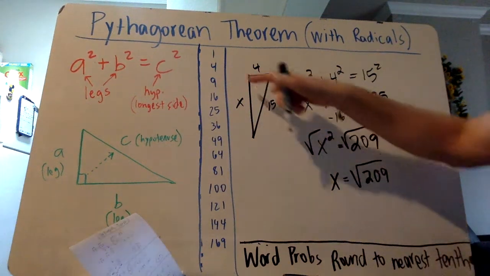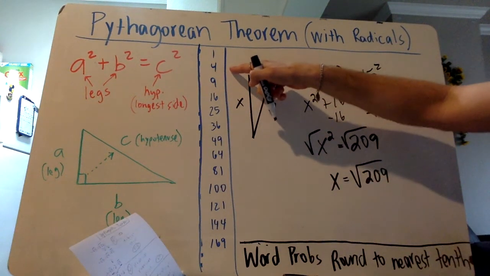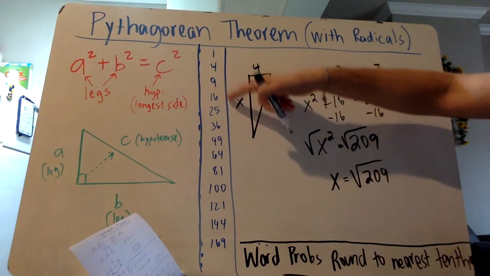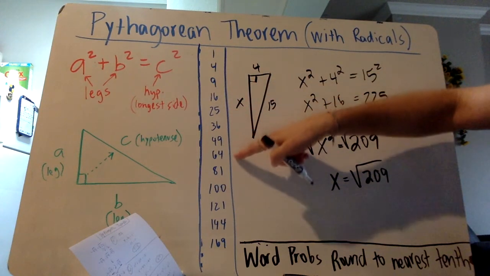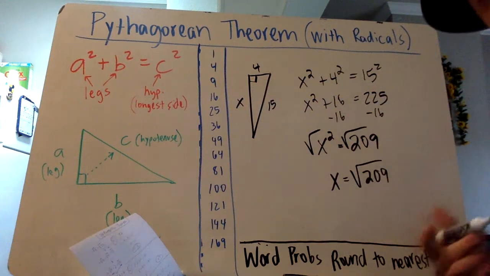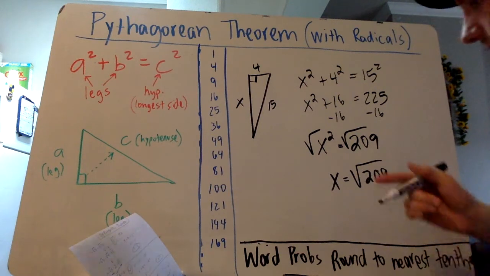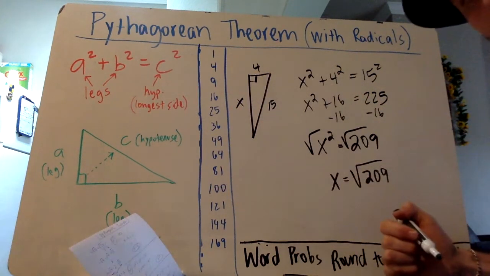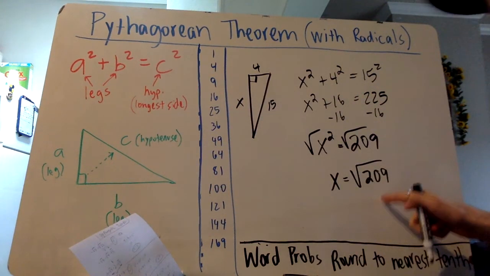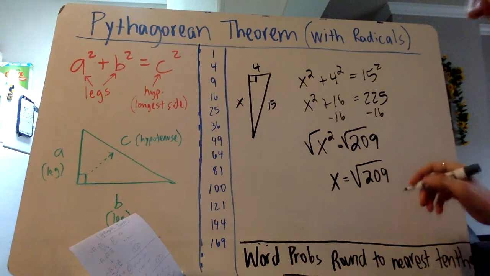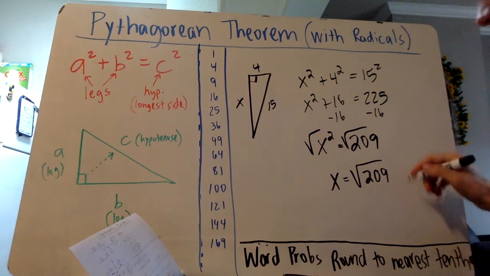Does 209 divide by 4? No. Does 209 divide by 9? No. 16? No, no, no, no, no. You can just keep on guessing or checking those. And 209 does not divide by any perfect square. So you cannot simplify this, so that's your final answer. You're done. It's square root of 209 feet.